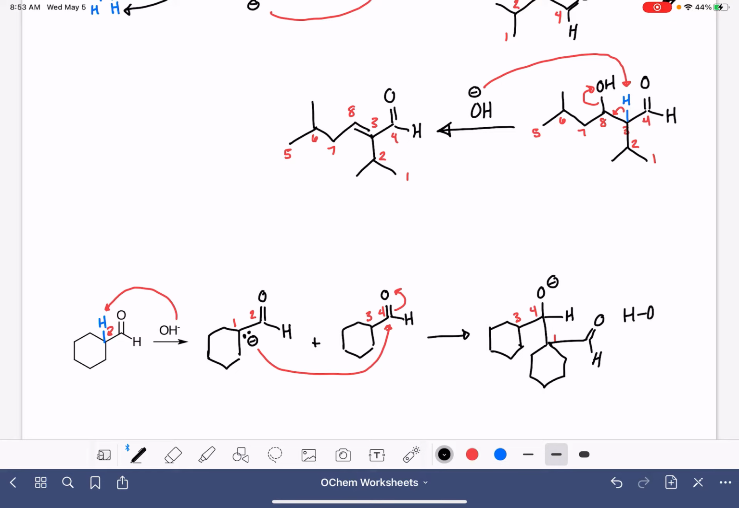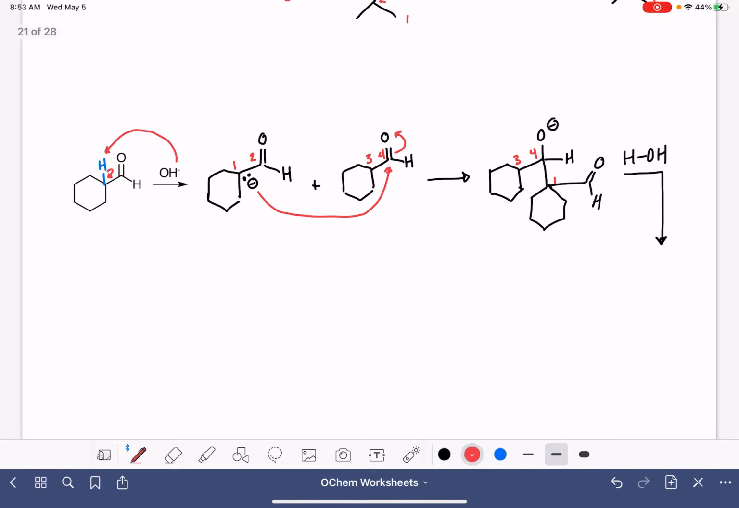Then we are going to protonate that O- using some water. And that's going to give me, this is number 3, this is 4, which is now an OH there. And there's a hydrogen on that. There's number 1 right here, which is also part of a ring. And that's connected to our aldehyde.